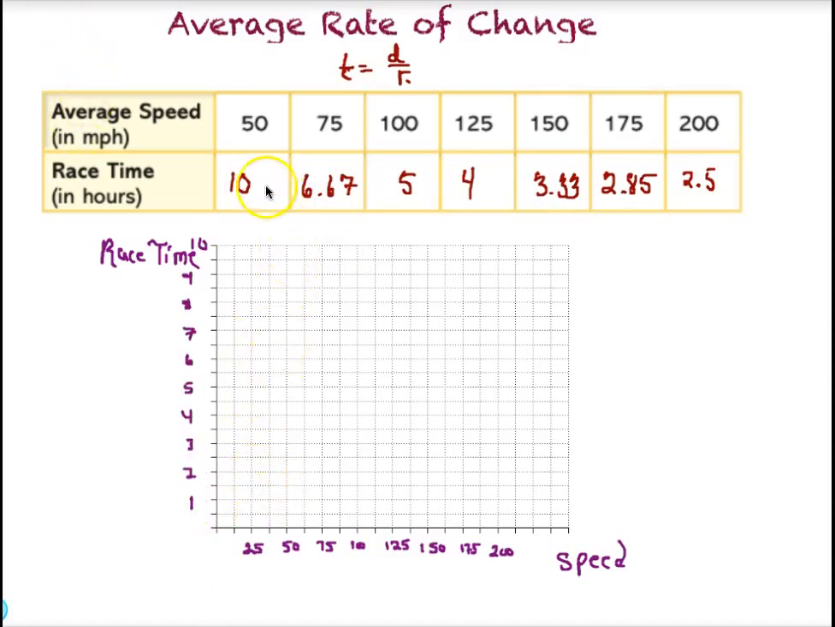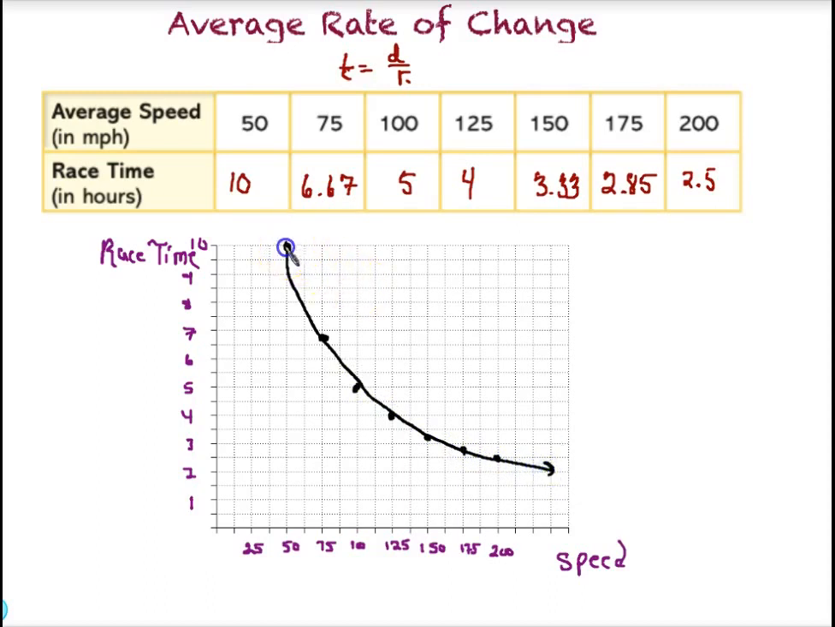Now I'm prepared to plot my points. My first point is here at 50, 10. So I would go over here to 50 for speed and then I would go all the way up to 10 right here and plot that point. Let's go ahead and plot the rest. Now that I've plotted all my points, I can clearly see that race time does not change at a constant rate. If I connect these, I end up with a curve.